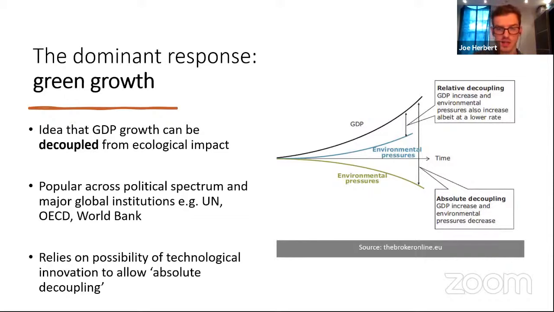And as we've seen in the previous graphs, we know that we need absolute decreases in these ecological impacts that I've outlined in order to get back down to those sustainable levels that were indicated by the red lines. So green growth relies therefore on the possibility that through technological innovations, we're going to find a way to bring about this absolute decoupling so we can have continued growth whilst reducing ecological impacts of that growth.